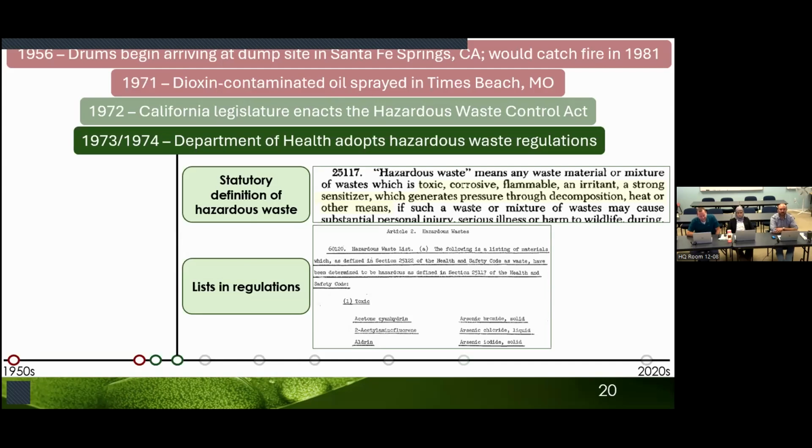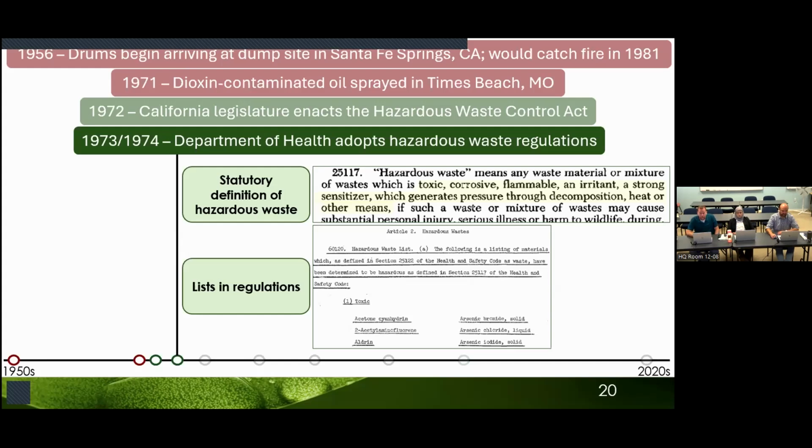Thank you. However, each of these ways that a waste could qualify as hazardous had a major flaw. First, most of the hazardous properties listed in the statutory definition of hazardous waste did not have clear standards specified in any law or regulation. How would you know if your waste was toxic enough or a strong enough sensitizer? Of those terms, only flammable was defined by a test result, and that was only for liquid wastes.